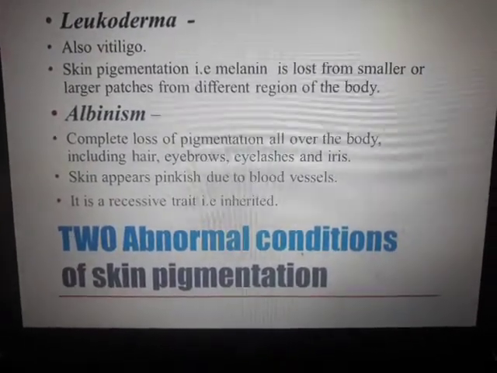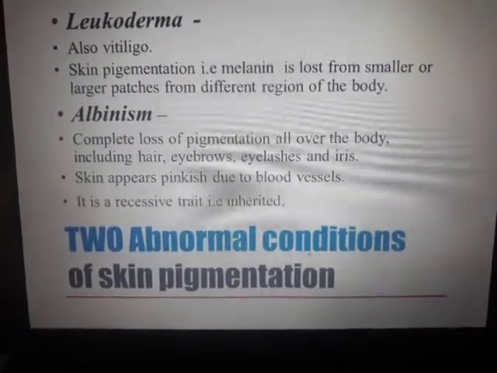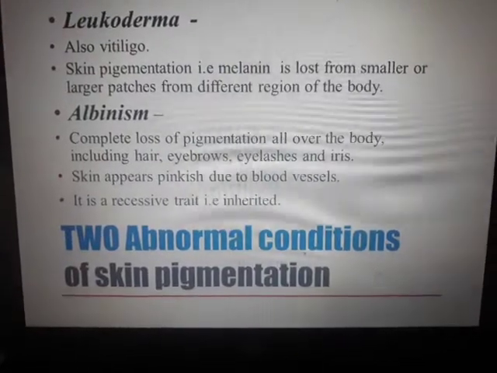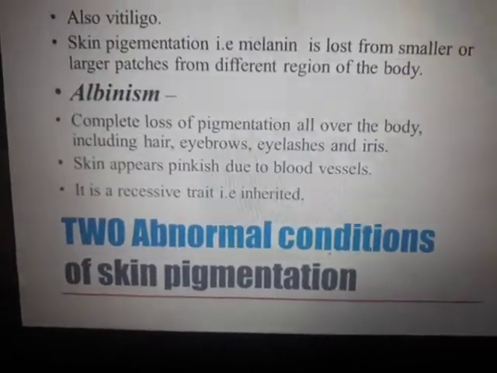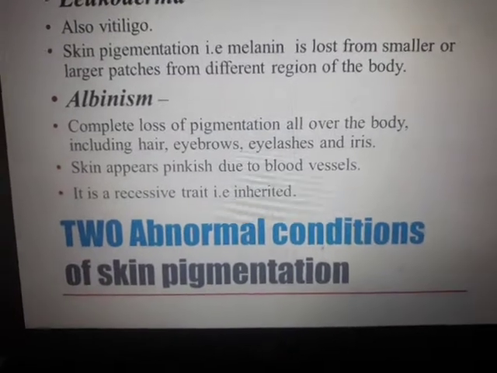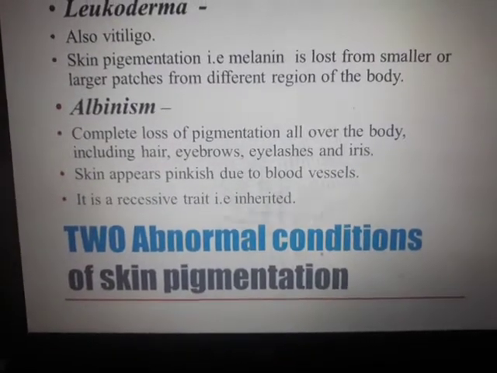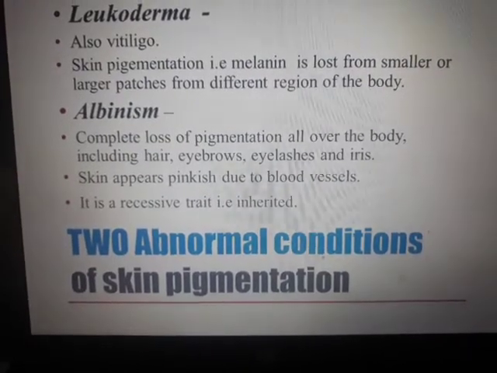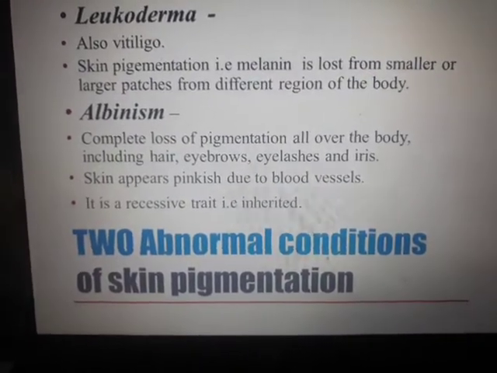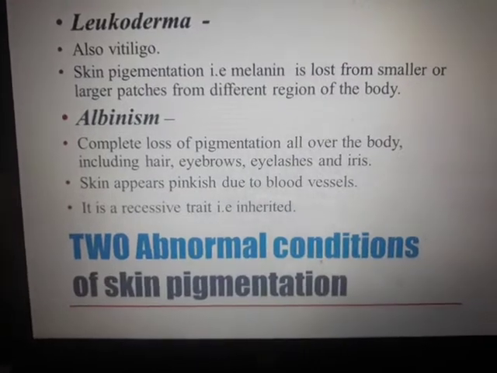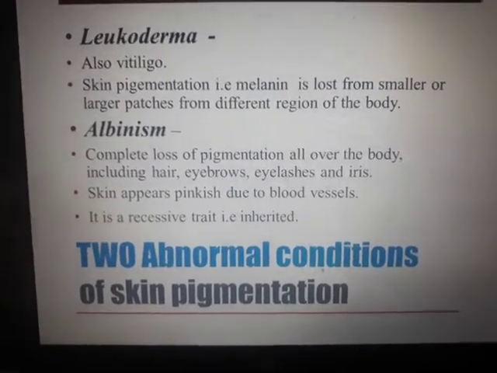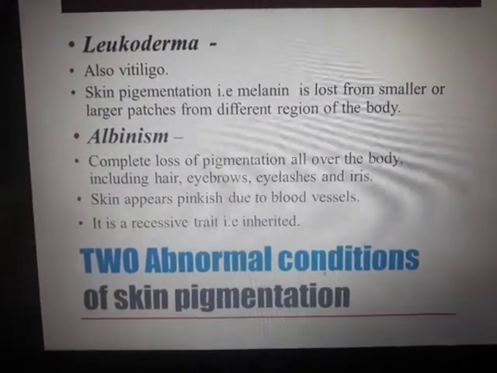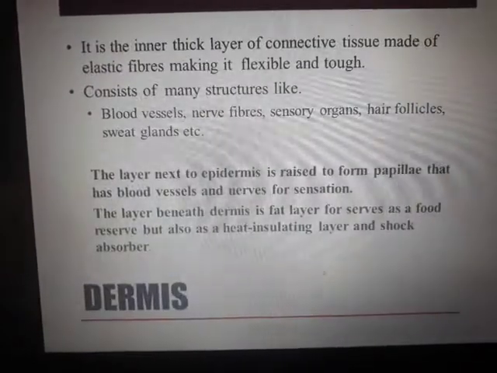Okay, albinism is another one, where there is a complete loss of pigmentation, including the hair, eyebrows, eyelashes, and iris as well. The skin appears pinkish in this case because the underlying blood vessels, or capillaries, are seen, and they are all carrying blood, which is why it looks pinkish. And it is a recessive trait, which means it is hereditary. Okay, unfortunately it is carried from one generation to another.